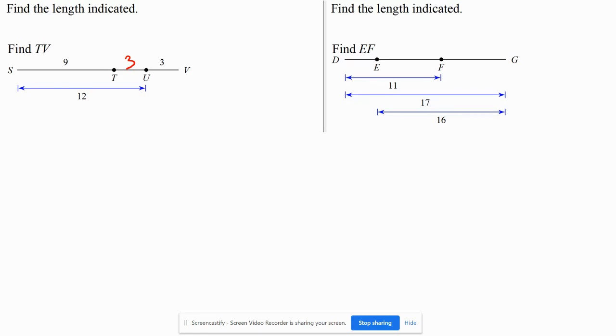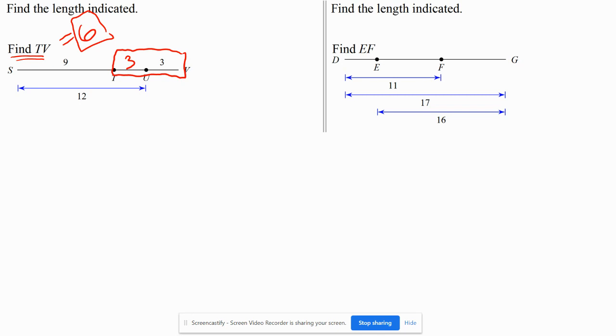Now I have information on my initial segment from SV. So now the question here is find TV. So I want to know what's the distance between T and V. From T to V, isn't that this whole thing right here? I'm going to add those two numbers. So I'm just going to say this is 6. Whenever you type in, just type in 6.